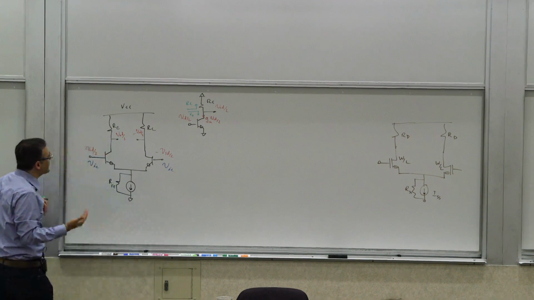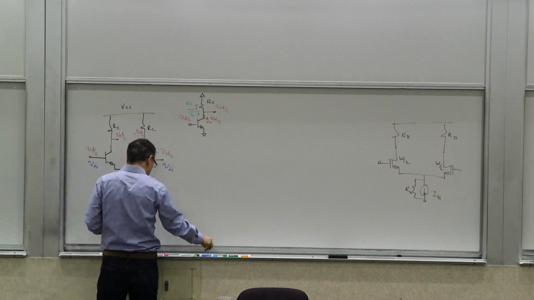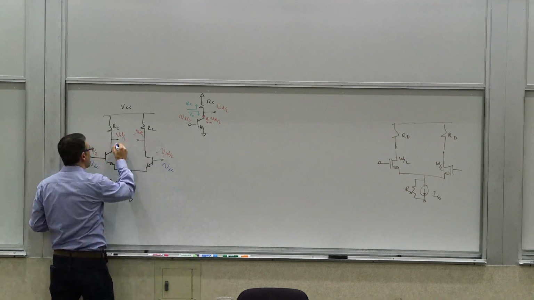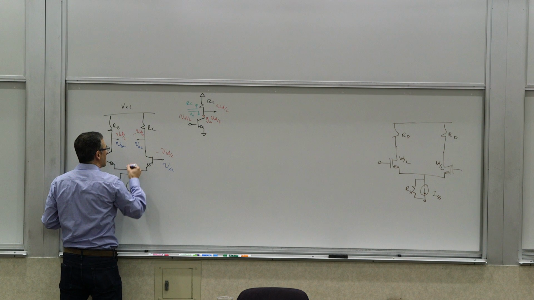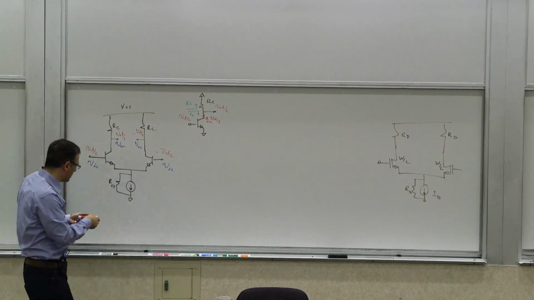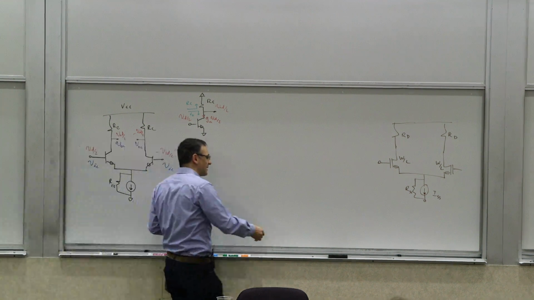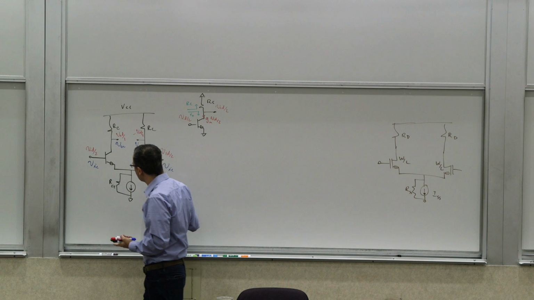Okay, so that's a differential equivalent half circuit, right? Now you can also have an equivalent half circuit for the common mode. So you can say this is VOC, this is VOC, the blue stuff, the symmetric mode. How would that look? We did this breakdown again. From an AC perspective, the constant current source is going to disappear.